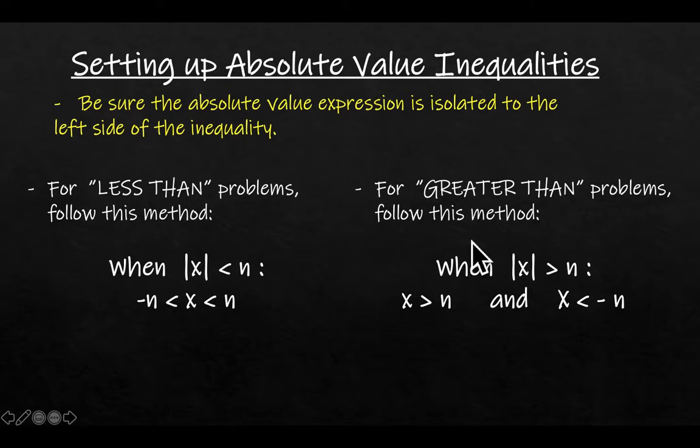For the greater than method, we follow a different procedure. So when the absolute value of x is greater than n, then we split it into two separate expressions. We rewrite the expression as it appeared originally, just removing the absolute value signs. And then we write it again, removing the absolute value signs, but flipping the inequality sign from greater than to less than and adding a negative sign onto the answer.